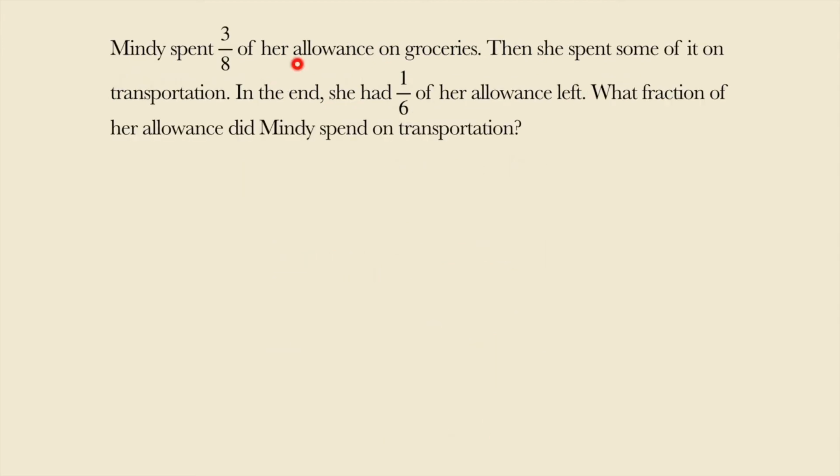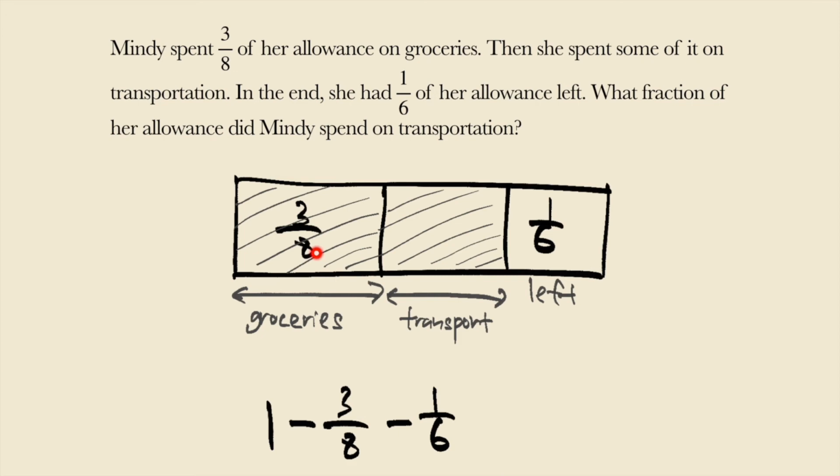Mindy spent 3/8 of her allowance on groceries, then she spent some of it on transportation. In the end, she had 1/6 of her allowance left. Now, if you are dealing with the same total, again, the denominators should not be different. What fraction of her allowance was spent on transportation? So anyway, 3/8 spent on groceries, 1/6 left.